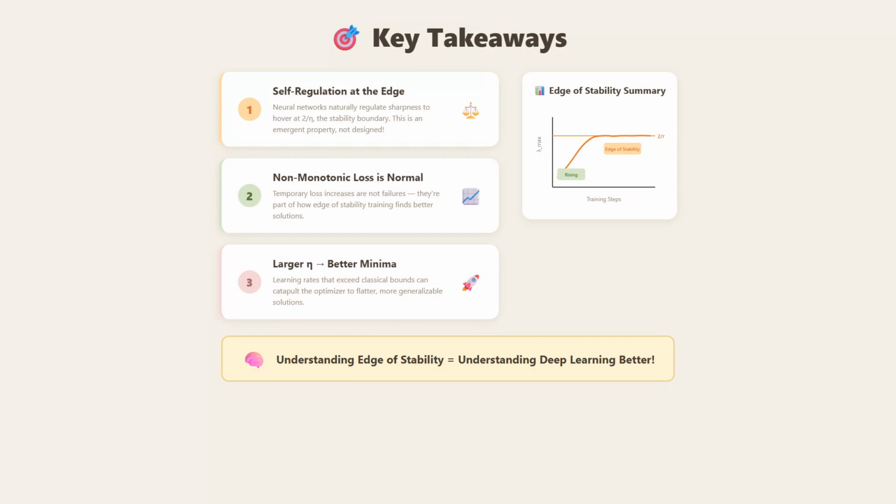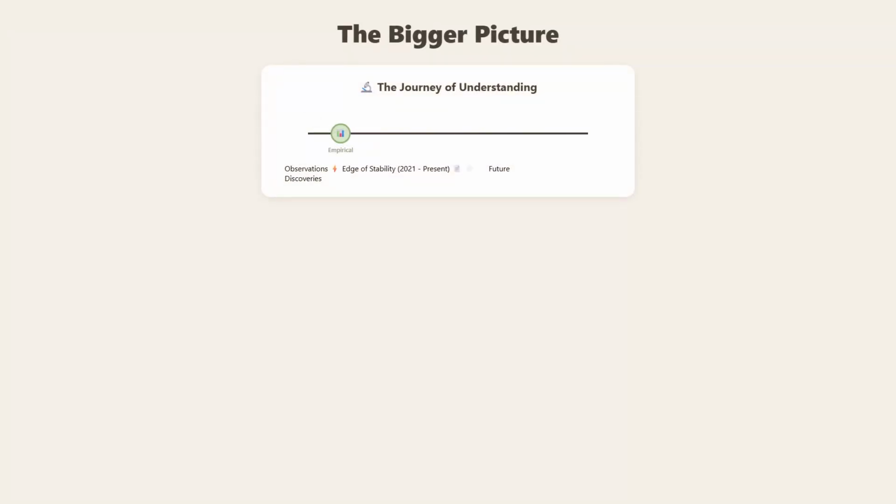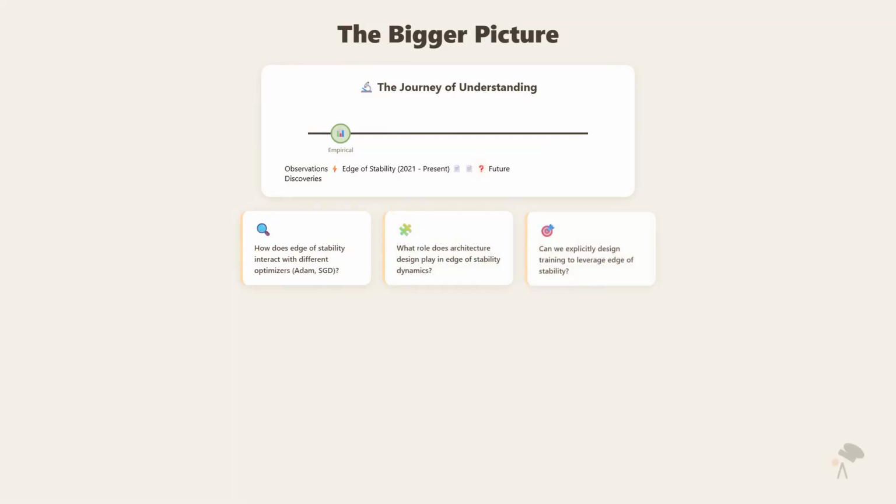These insights fundamentally change how we should think about optimization in deep learning. Edge of stability represents a major step forward in understanding how deep learning actually works under the hood. For decades, we've been using gradient descent successfully without fully understanding why it works so well, despite violating classical stability conditions. Now we have a theoretical framework that explains this mystery, but there's still so much more to explore.